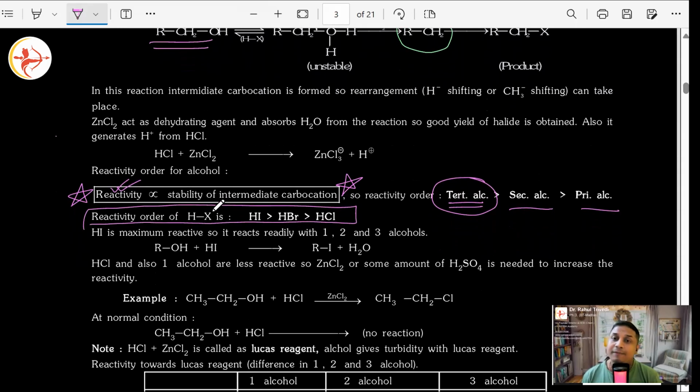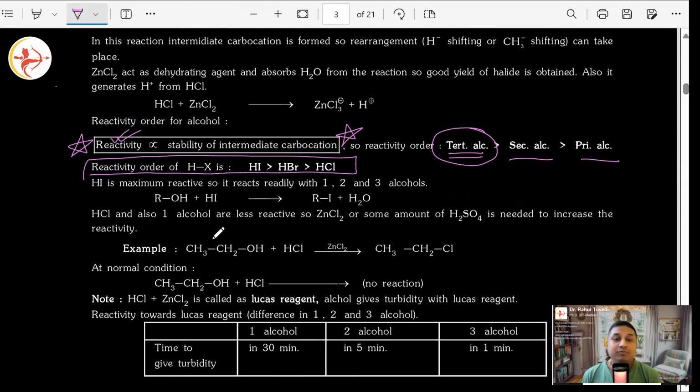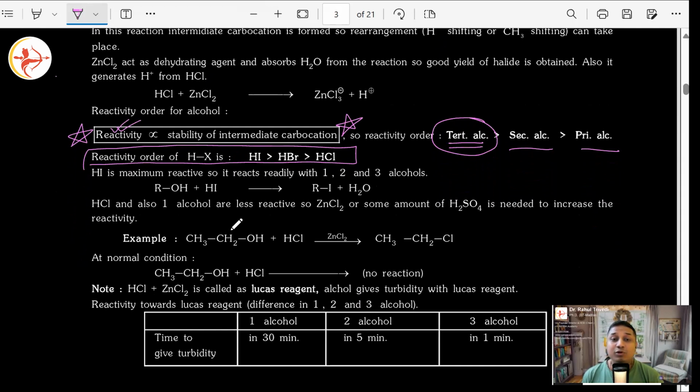Good. Are we clear? Then we move on to HI. We know HI is highest in reactivity among the hydrogen halides. Yes or no? It is so reactive that you don't even need zinc.